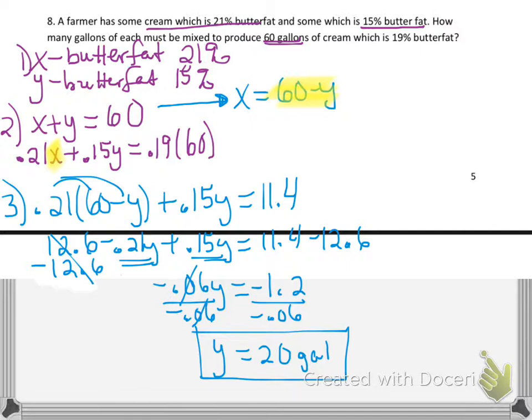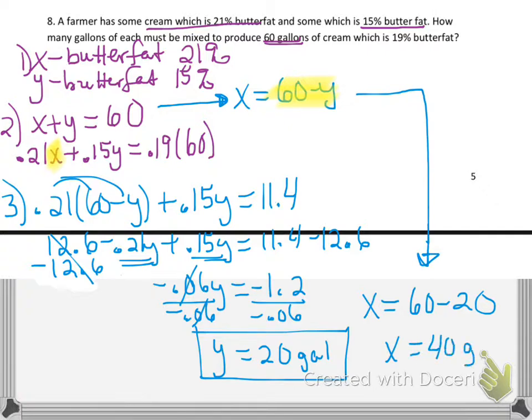Okay? Again, at any point in a video, you can pause it and work at your own pace. All right, once I have y, I still need to find x. So 60 minus 20. So x equals 40 gallons. So we need 20 gallons of the 21% and 40 gallons of the 15%, and then we will have 60 gallons total of 19%. This completes the notes.